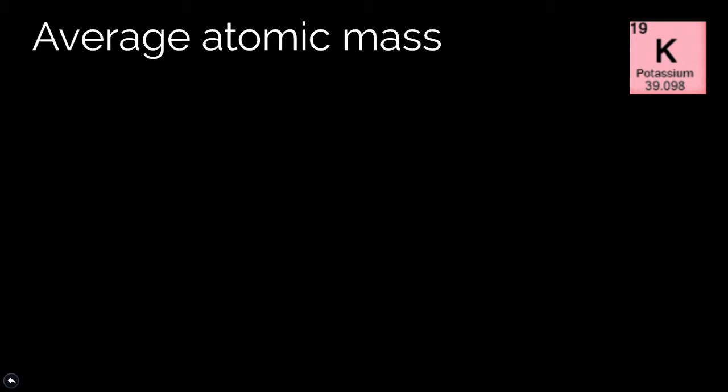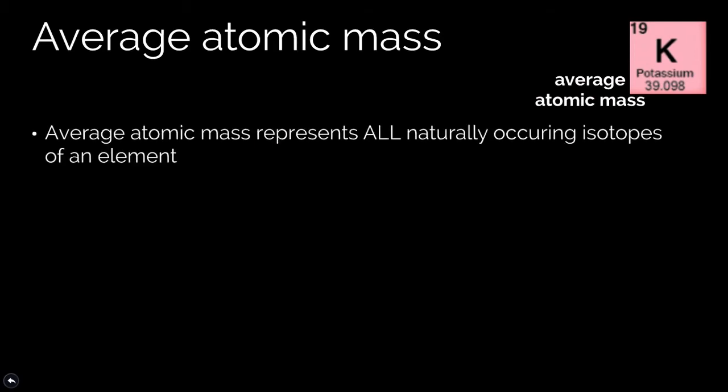And so you can see that on here for this potassium element, its mass will be 39.098. But the question is, which isotope of potassium will have this mass? And the truth of it is that none of the isotopes of potassium will have this mass of 39.098. What this actually is, is the average atomic mass. And so it's an average of every naturally occurring isotope of potassium.